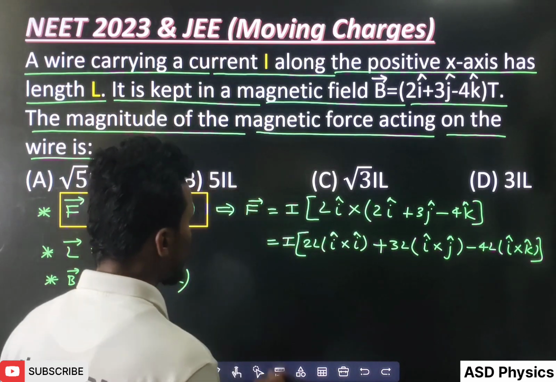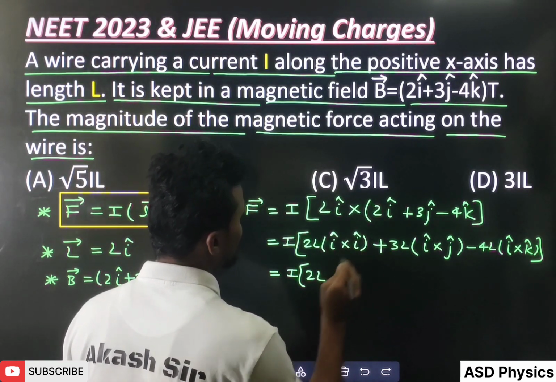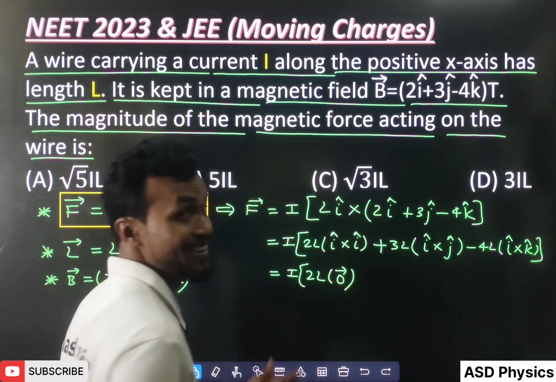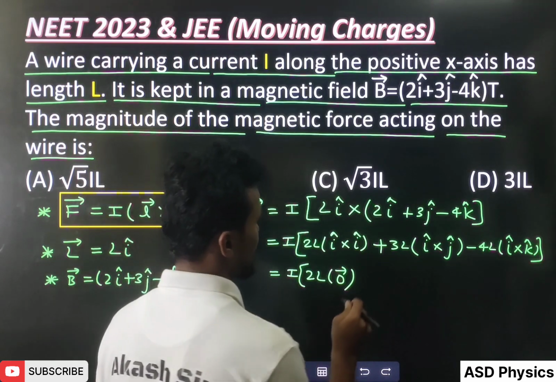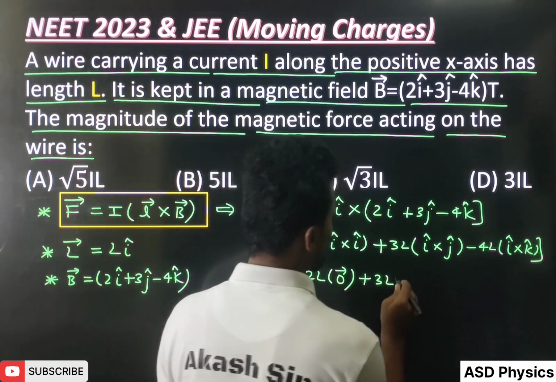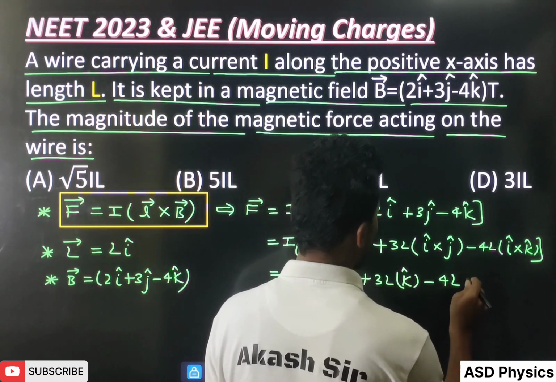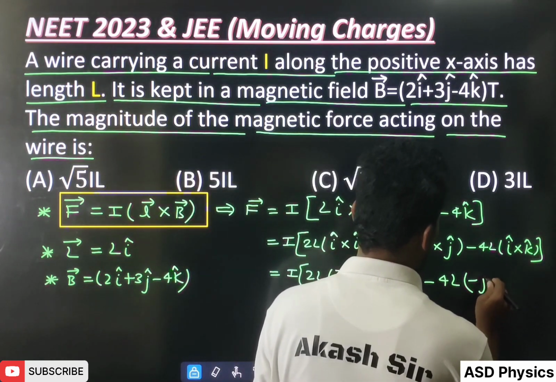Now this will become I times 2L i cap cross i cap. Is it a unit vector or a null vector? Null vector, because i cap cross i cap is 0. Plus 3L i cap cross j cap, which will be k cap. Minus 4L i cap cross k cap, which will be minus j cap.